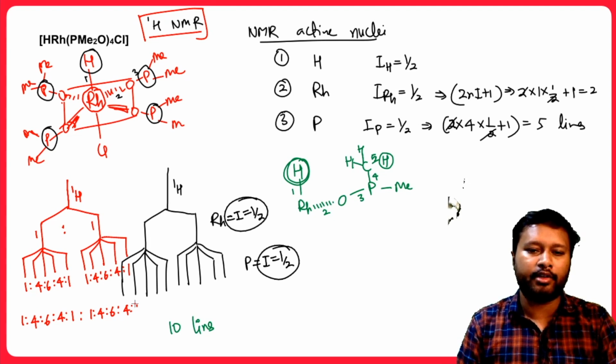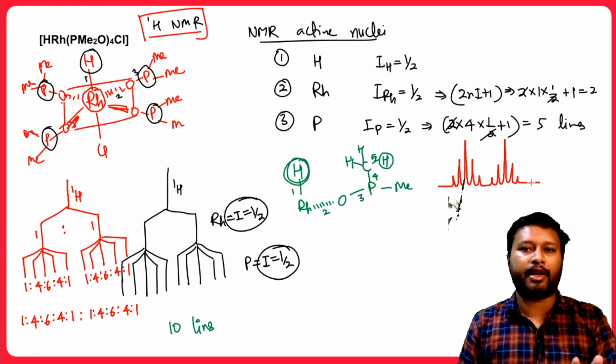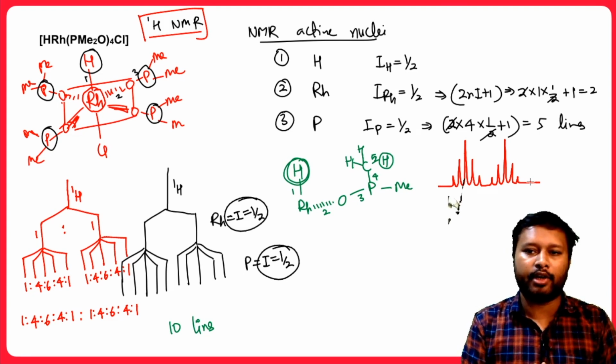But yeah, how is the spectra going to look? The spectra is going to look something like this: 1:4:6:4:1, and we will get 2 sets of this. All right, so we will get 2 sets of this type of spectra. This is how the overall spectra for this molecule is going to look.